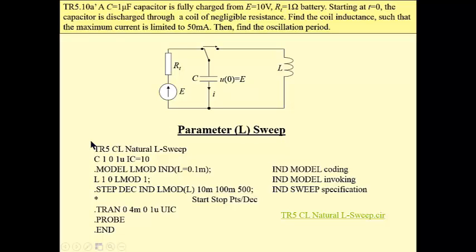We have to start from a netlist. It doesn't matter whether this netlist has been created manually or automatically. We have the netlist here, so it is our capacitor initial condition. Then we have these three lines. They describe a parameter sweep, the model, then invoking the model, and we have selected a specified step, a decade, from 10 milli to 100 milli with 500 points per decade.